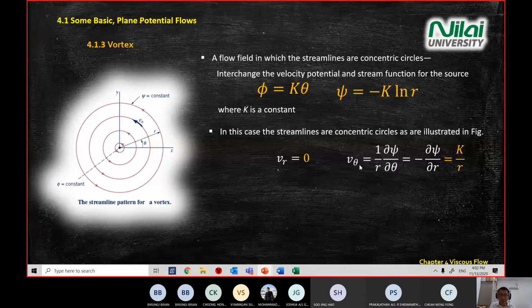So this is a conversion from this term into this term, and then you use this relationship to do the differentiation. You'll get k divided by r.